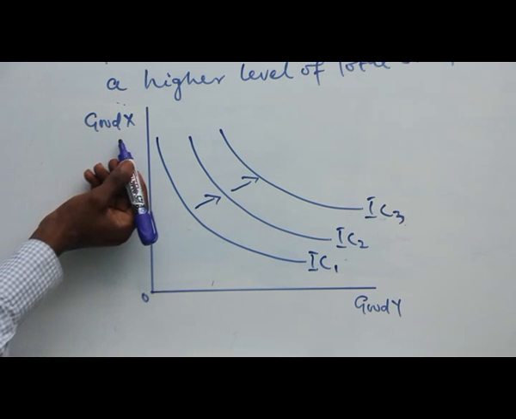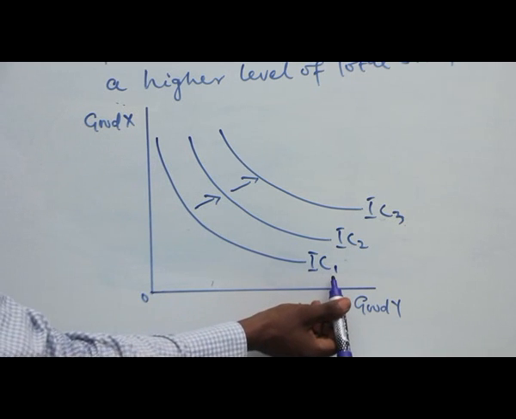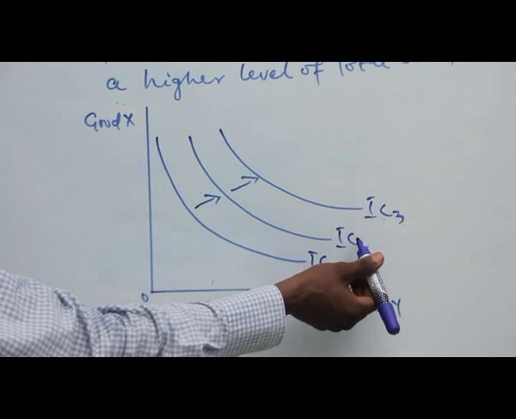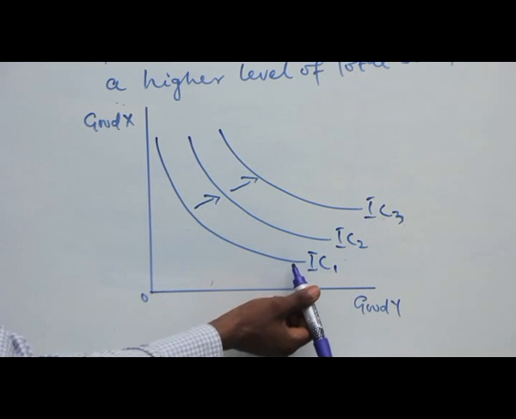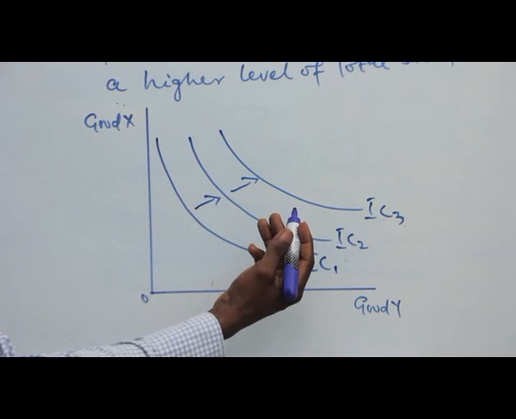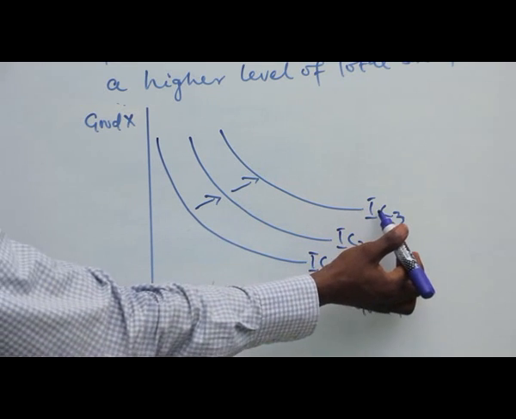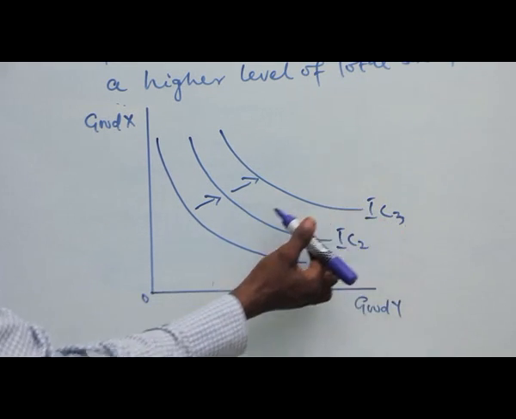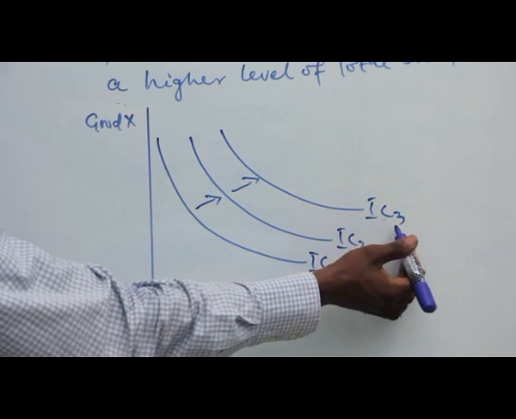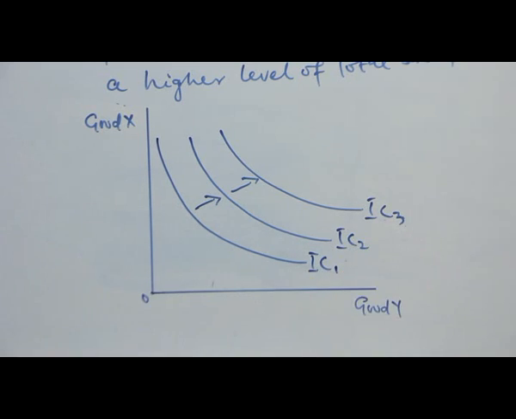Now, we have commodity X and commodity Y. Indifference curve 1, indifference curve 2: it implies that indifference curve 2 is higher than indifference curve 1. So the consumer wants to move to a higher level of consumption of commodities. Now, the next one, indifference curve 3, indicates a higher level than indifference curve 2. Indifference curve 3 is the highest level of satisfaction that the consumer will want to go for.